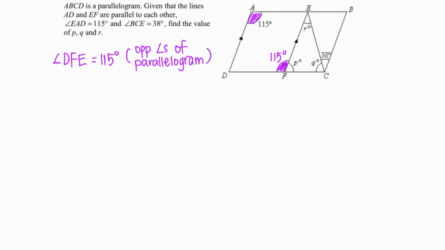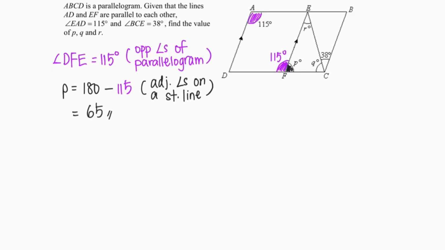And therefore, I will be able to get my P immediately. P is here. So the value of P will be equal to 180 minus 115, adjacent angles on a straight line. So this will be equal to 65. That's the value of P.